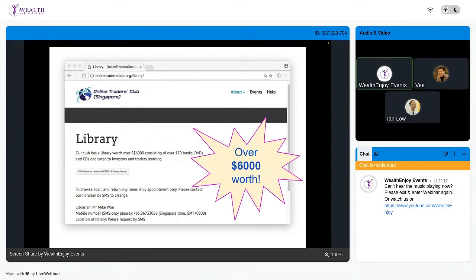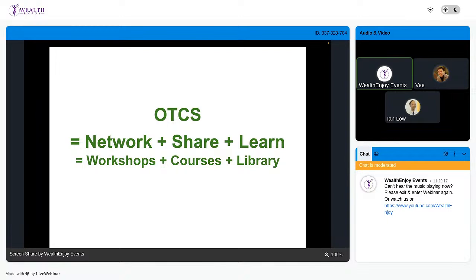And for our library, we have over $6,000 worth of resources, but it was closed since COVID, and we have yet to open it. But if you'd like to find out what resources we have, you can go to our website and click on the link to download the PDF of our resources. So again, to me, OTCS is a place where we network, share, and learn, and we do it through a series of workshops, webinars, courses, and our library.